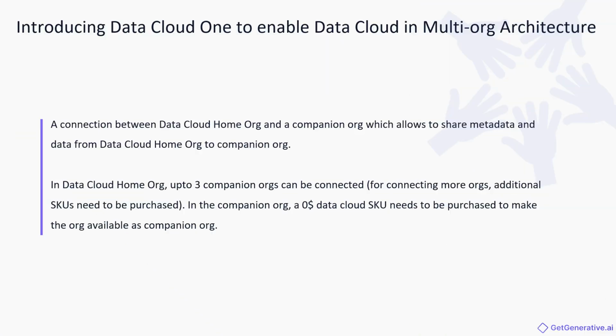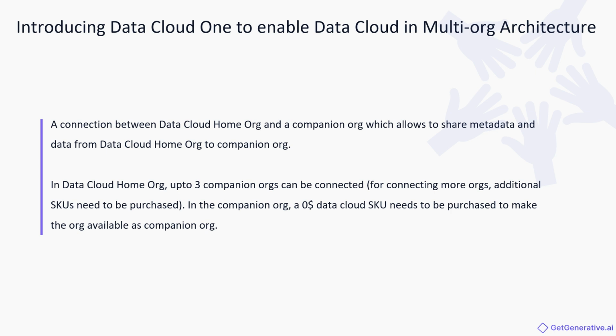Now, let's move to another important topic, which is Data Cloud One. What does it do for your multi-org architecture? Keep in mind, Data Cloud One is useful for a multi-org architecture if you have a Data Cloud procured somewhere else, like the first scenario, or if you have multiple instances. Then Data Cloud One can help you get the best out of Data Cloud.